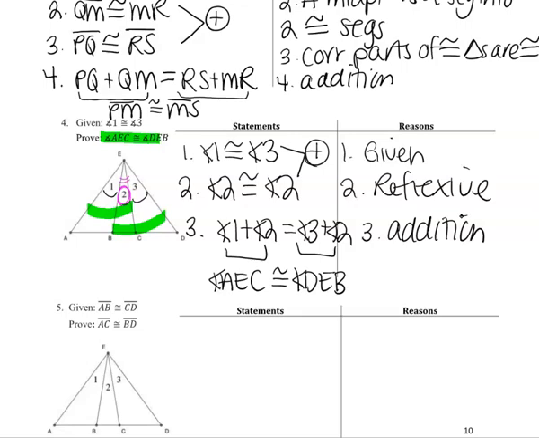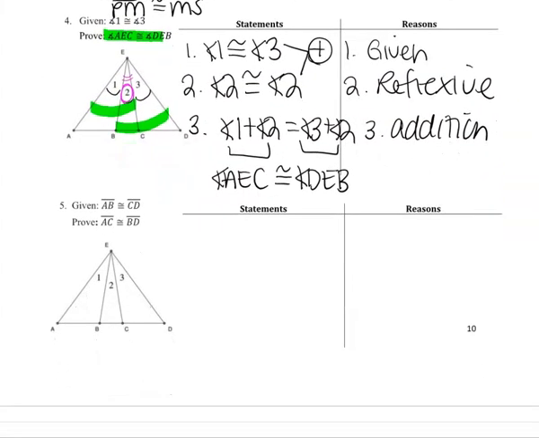All right, last proof. AB is congruent to CD, and I'm looking to show that AC is congruent to BD. Notice that they're overlapping at BC, which I know is congruent to itself. So I'm going to do AB plus BC equals CD plus BC so that the two wholes are congruent.